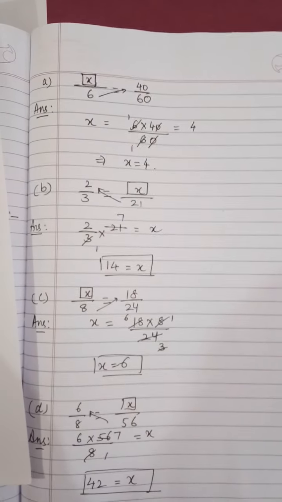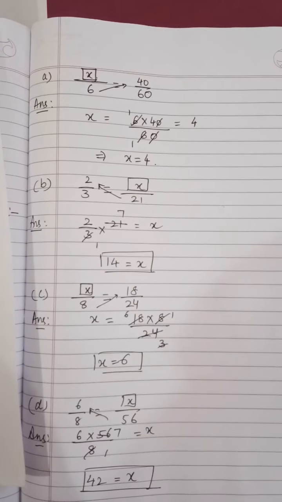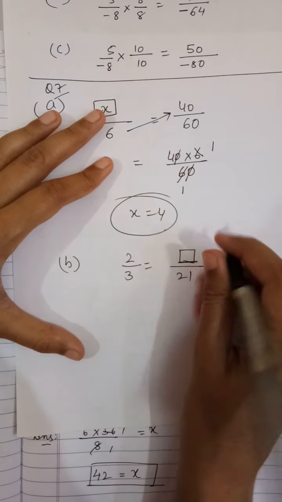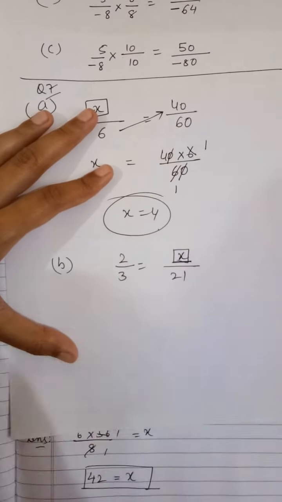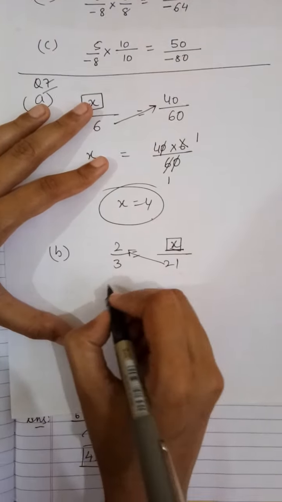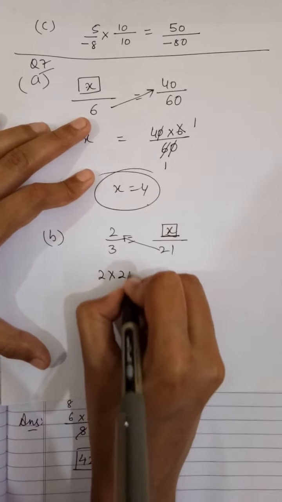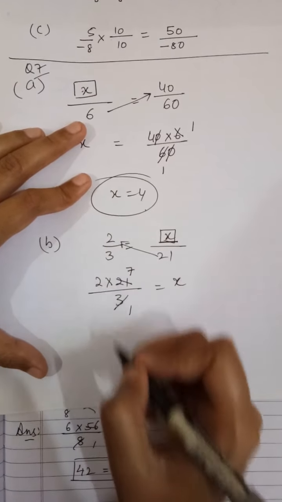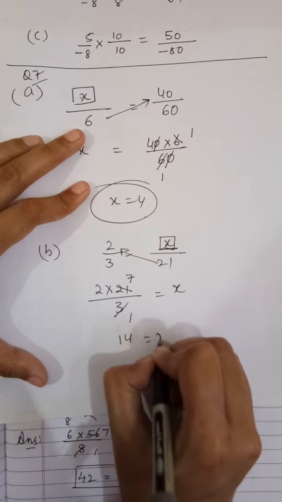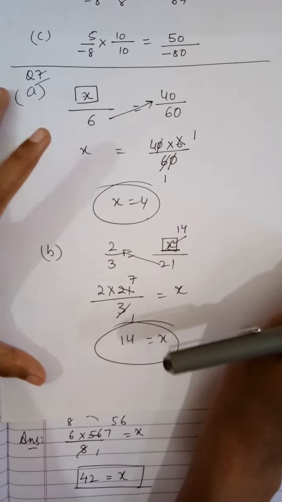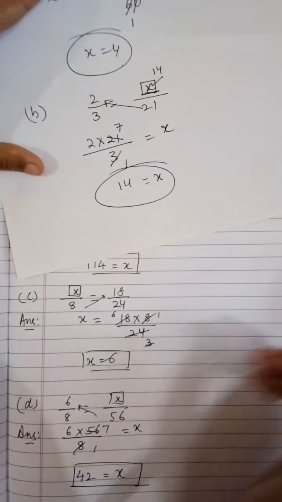In B part it is given 2 upon 3 is equals to blank upon 21. Now this blank we have to find. Okay, so what I am going to do here is, now x I am going to place as it is, and 21 I am going to take to the other side. So it will become 2 into 21 upon 3 is equals to x. Now 3 ones are 3 and 3 sevens are 21. So answer is 14. So that means what will come here? 14 will come here.